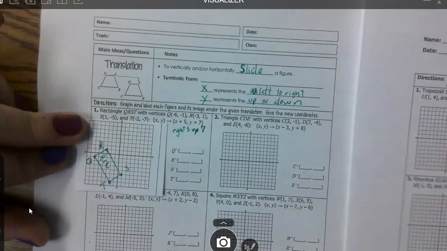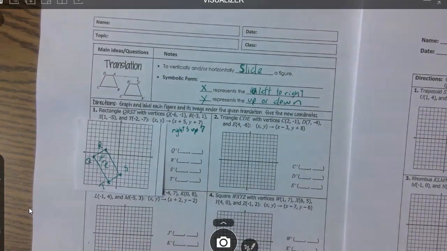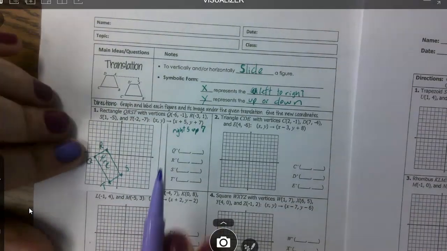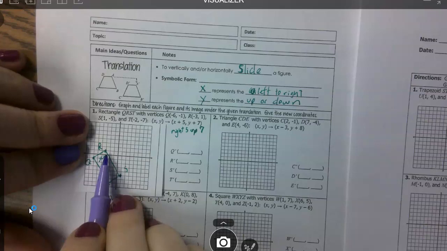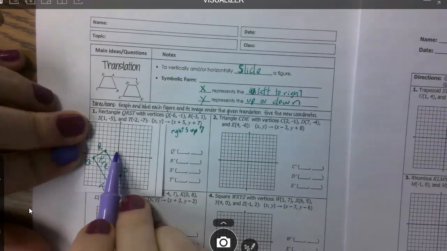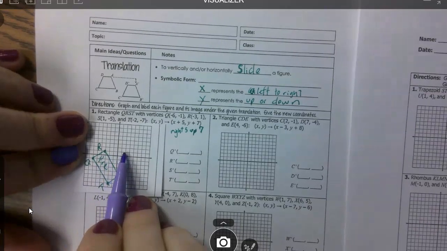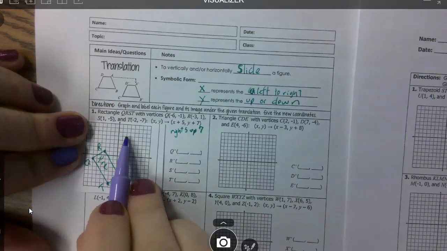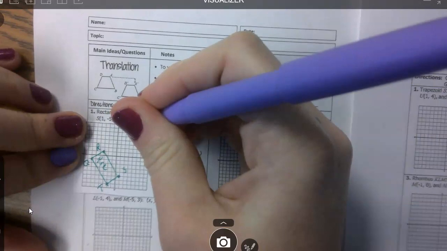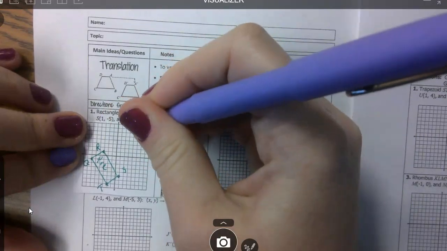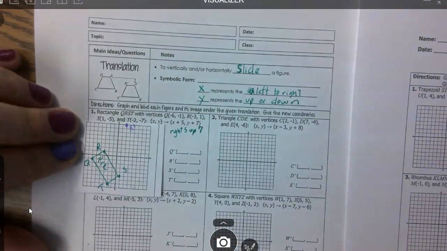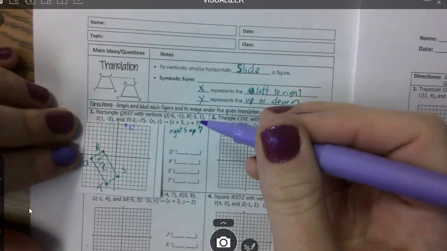Now just to keep my notes looking really nice, I am going to be using 2 different colors. If you want to as well, that is fine. So here we go. I'm going to go to the right 5, over 1, 2, 3, 4, 5, and up 7. 1, 2, 3, 4, 5, 6, 7. There is R prime. All right, we're going to do that same thing to the other 3 points.